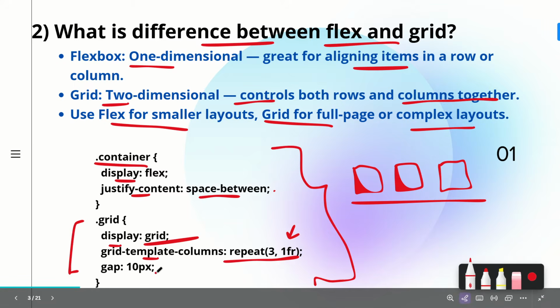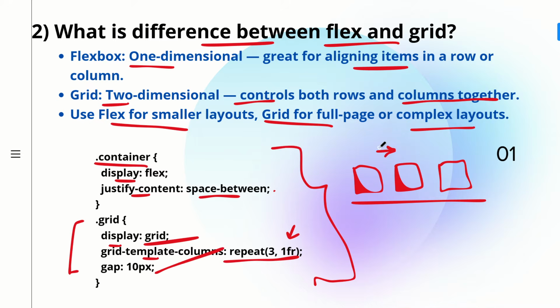Then we have gap. This is called the gap between the boxes. So this is how you can explain the difference between flex and grid. Flex is useful for a one-dimensional use case, whereas grid is useful for two dimensions.